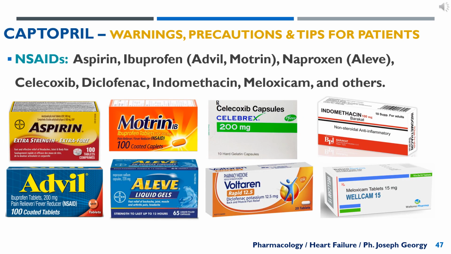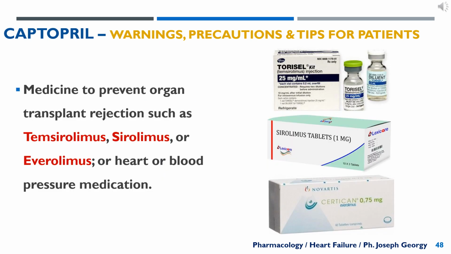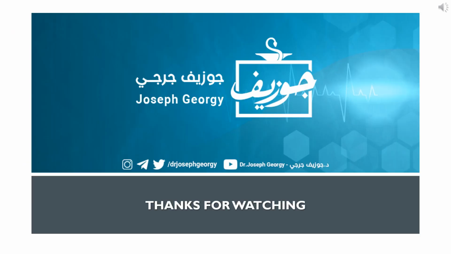Non-steroidal anti-inflammatory drugs such as aspirin, ibuprofen, naproxen, celecoxib, diclofenac, indomethacin, meloxicam, and others can also interfere with captopril. Medicine to prevent organ transplant rejection such as temsirolimus, sirolimus, or everolimus, or heart or blood pressure medication can also interfere with this drug.